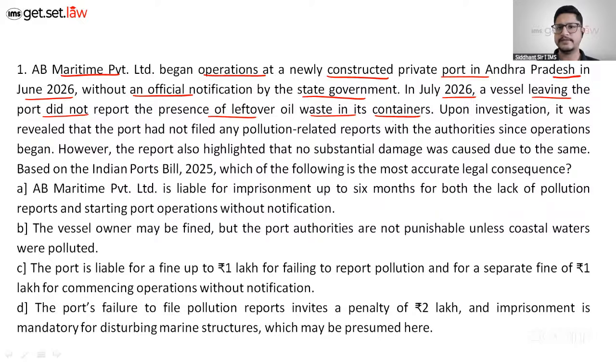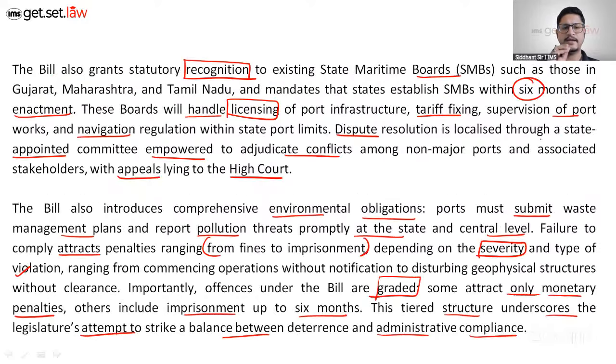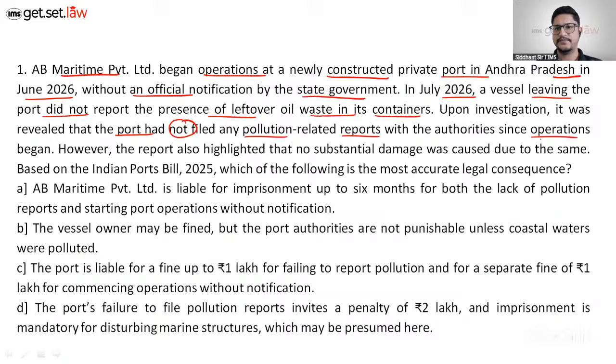Okay, non-compliance. Upon investigation, it was revealed that the port had not filed any pollution-related reports with the authorities since operations began. It is clearly mentioned in the bill that pollution reports should be filed and waste management plans submitted. This came to light upon investigation. However, the report also highlighted that no substantial damage was caused. Now they are saying there is no substantial damage, nothing very big happened, but there is non-compliance. Based on the bill, which of the following is the most accurate legal consequence?